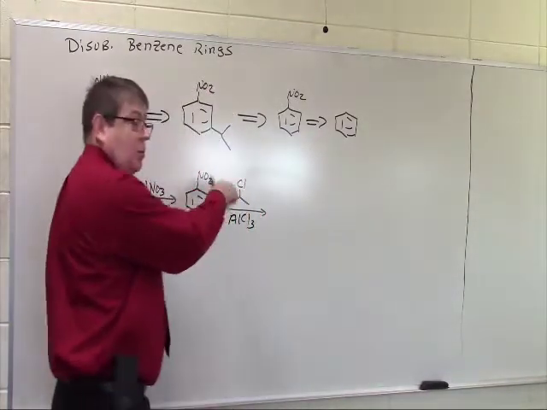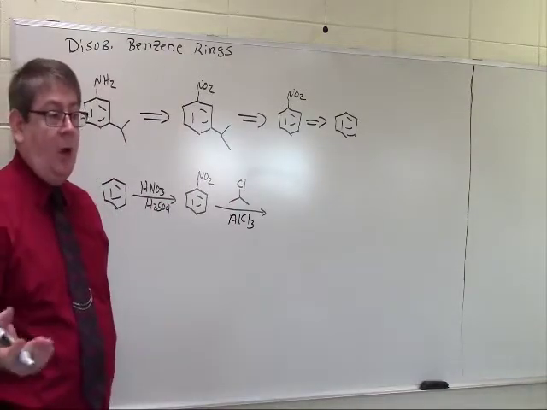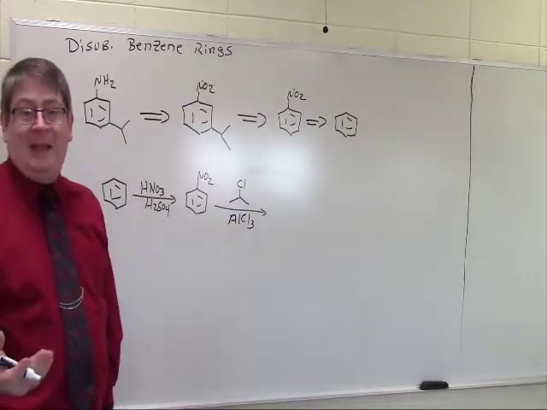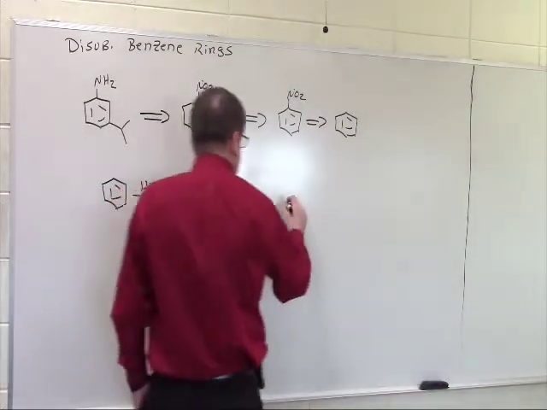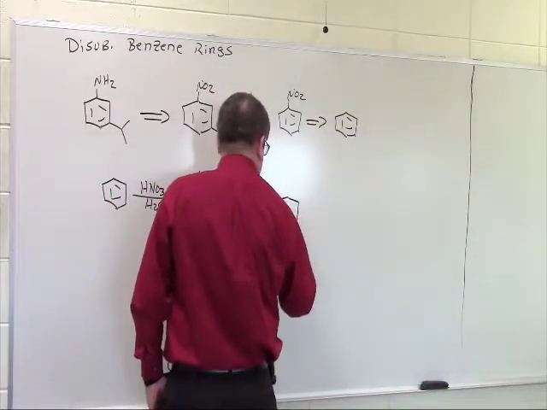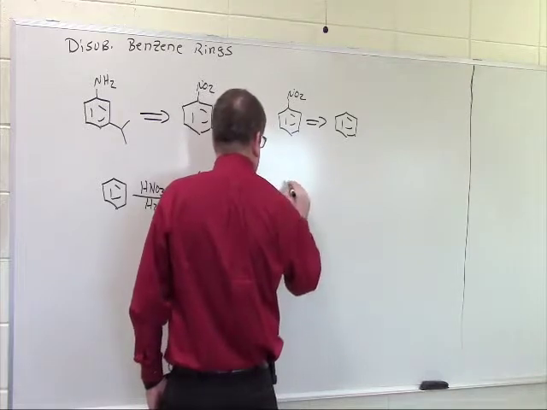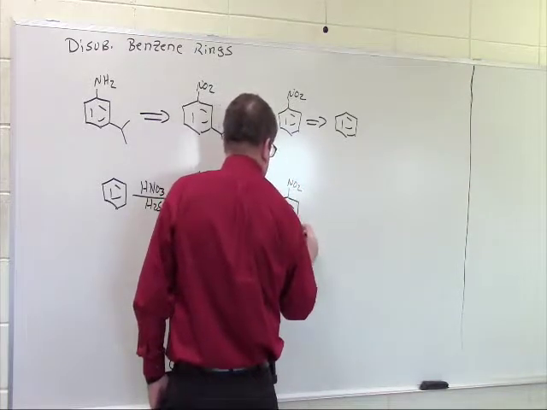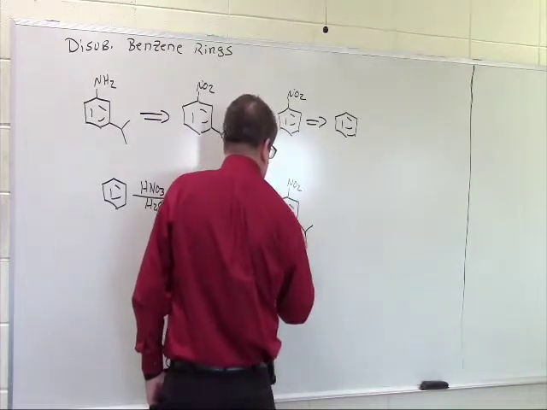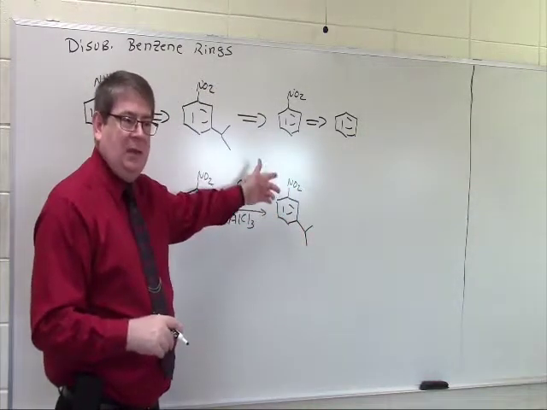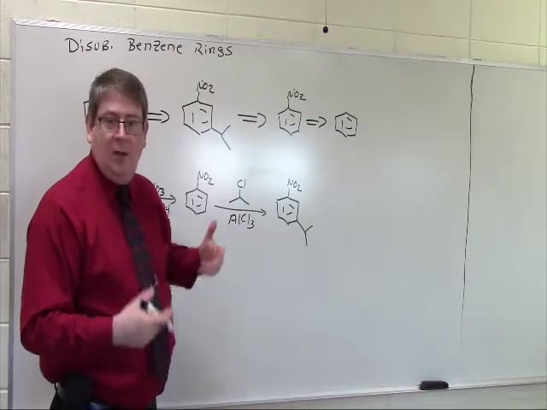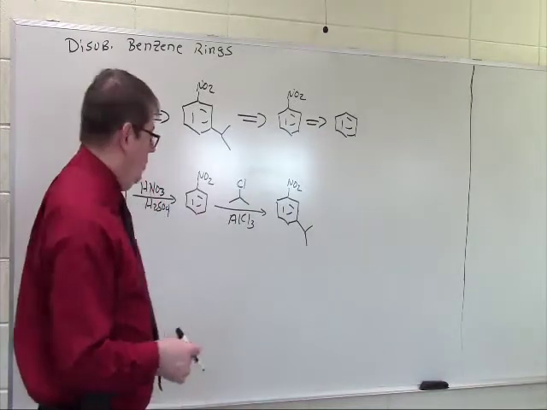Are there other reagents that would work there? You bet. I could use isopropanol and sulfuric acid. Anything that gives me that isopropyl carbocation would work just fine. This then puts on the isopropyl group. The ring is deactivated. This might be tough. It might take a long time for this to happen because the nitro group is a strong deactivator. But nonetheless, this is how I have to do it.